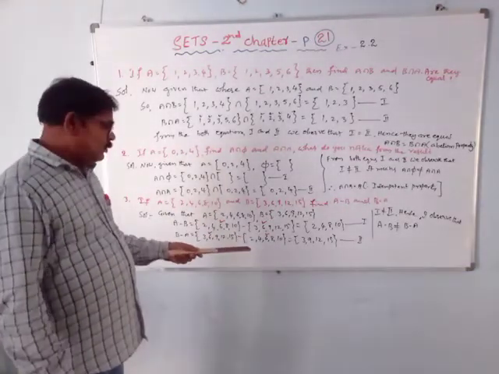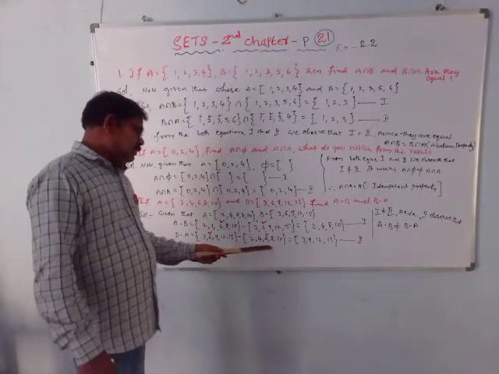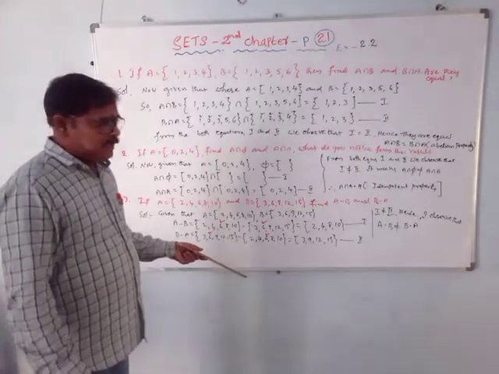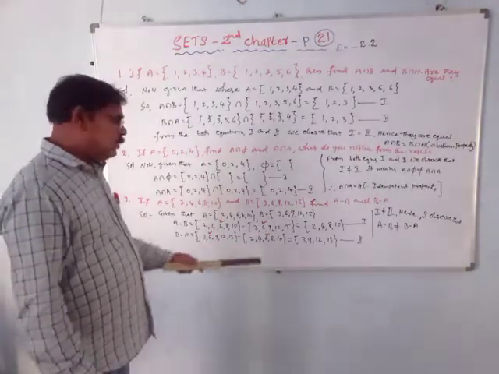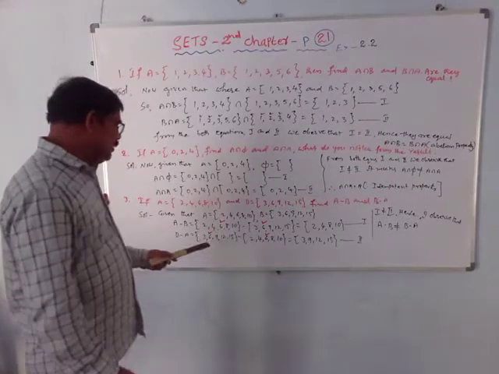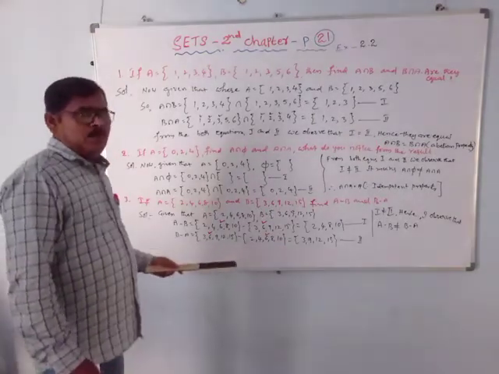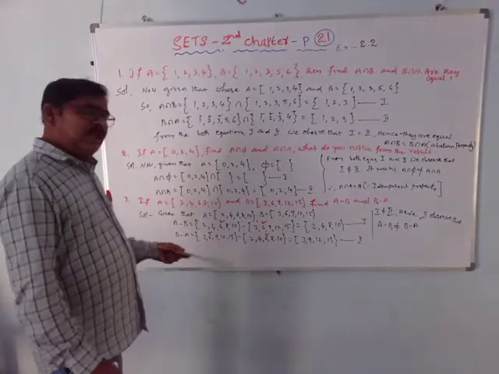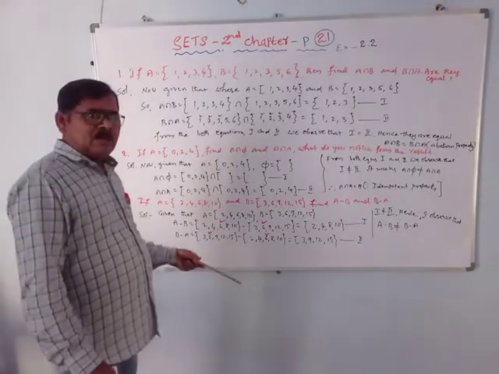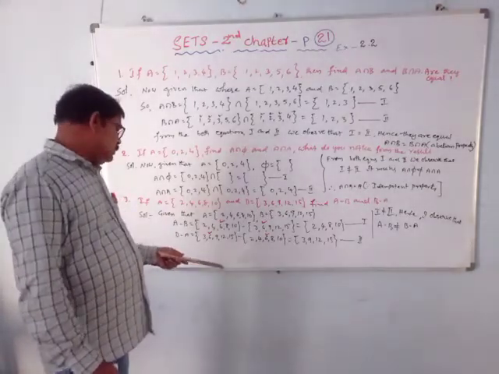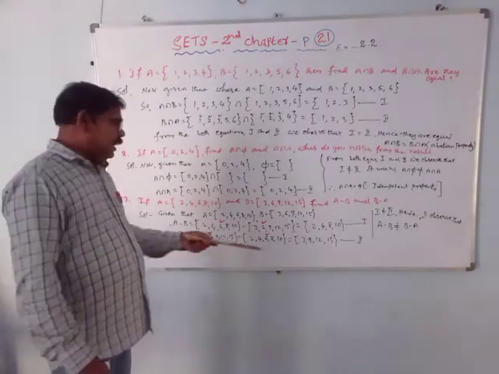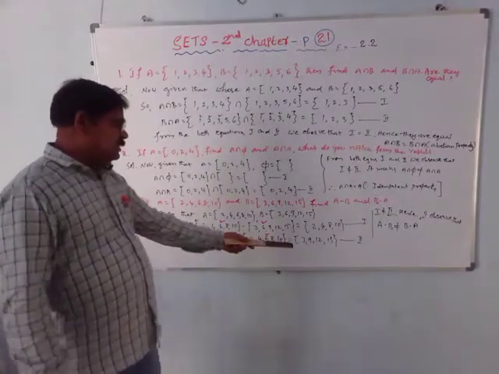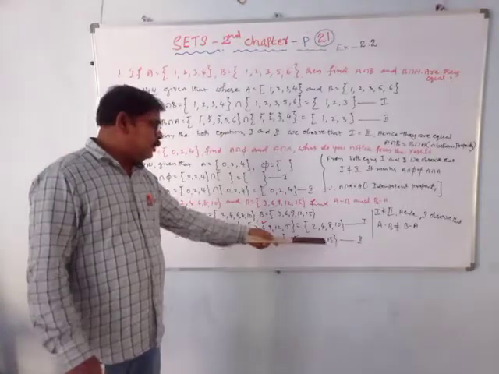Now B minus A is equal to the set of elements of B as given in the question, minus the set of A, also as given in the question. Here the common elements are deleted from both sets. The remaining elements are written from the first set, B, as the result. So the result is {3, 9, 12, 15}.